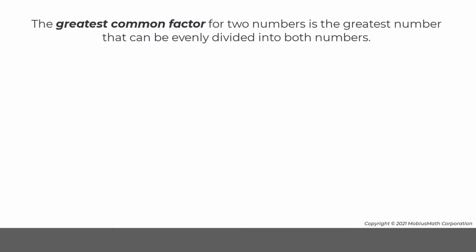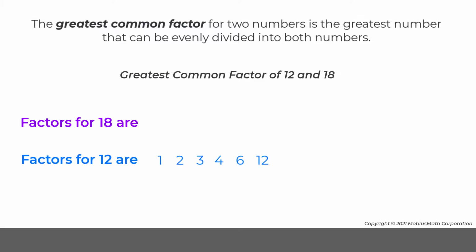The greatest common factor for two numbers is the greatest number that can be evenly divided into both numbers. To find the greatest common factor of 12 and 18, list the factors for both numbers. Then, identify the common factor that is the greatest.